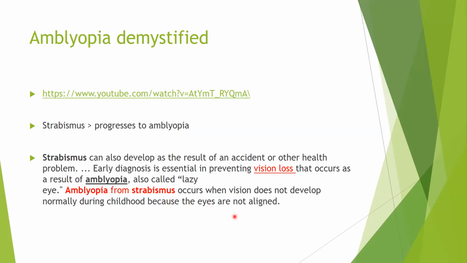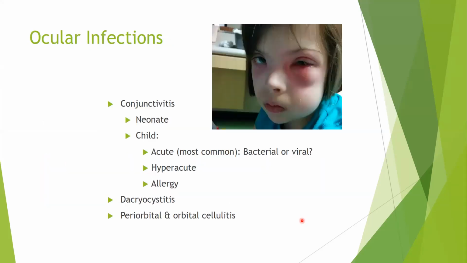So because the eyes are not aligned, you have a permanent strabismus. So go ahead and watch that video. That will be super helpful for you. Now let's go into ocular infections.